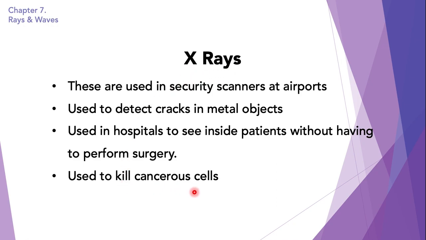X-rays are used to kill cancerous cells. So yes, X-rays can also damage living cells, but because they do so, we use these X-rays to damage cancerous cells. Even though a great amount of collateral damage occurs because of this, because when we are killing cancerous cells, the cancer-free cells also get killed. But still, many people have survived cancer because of this.